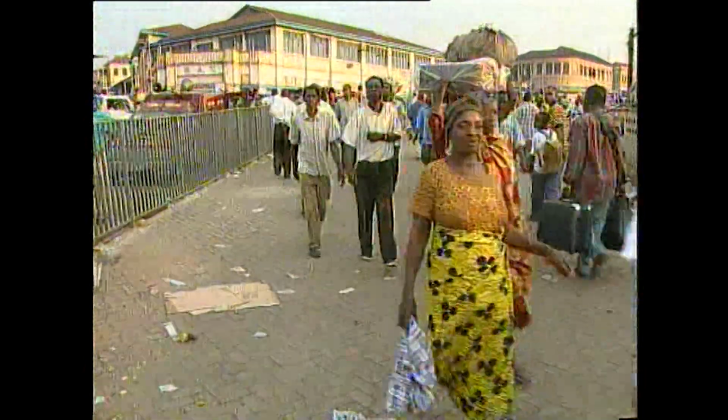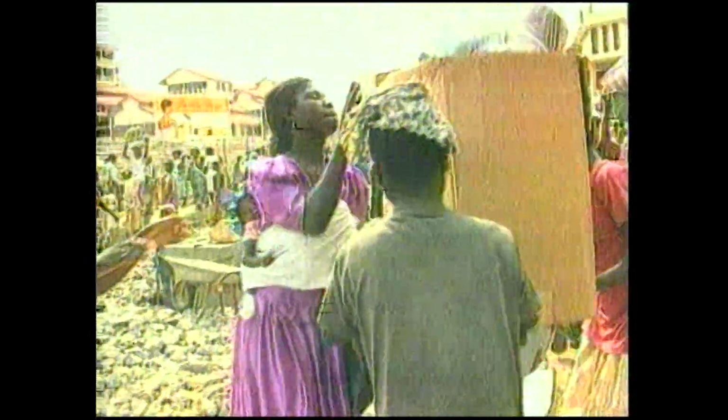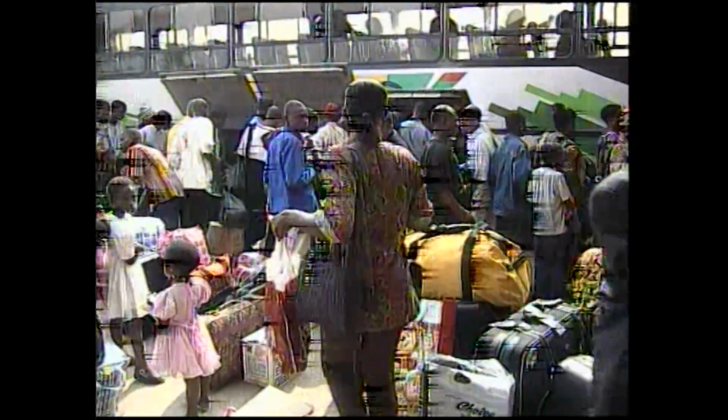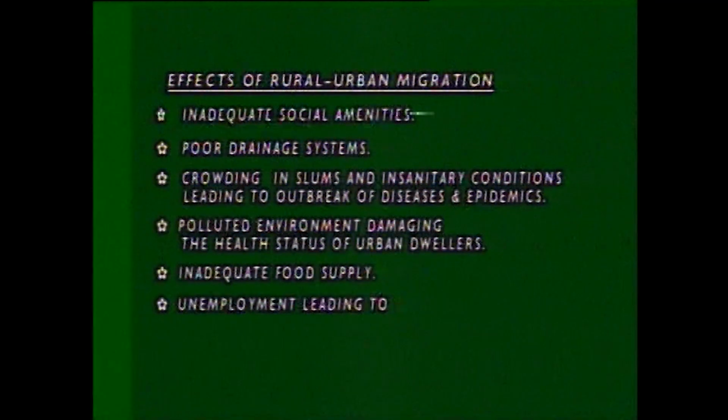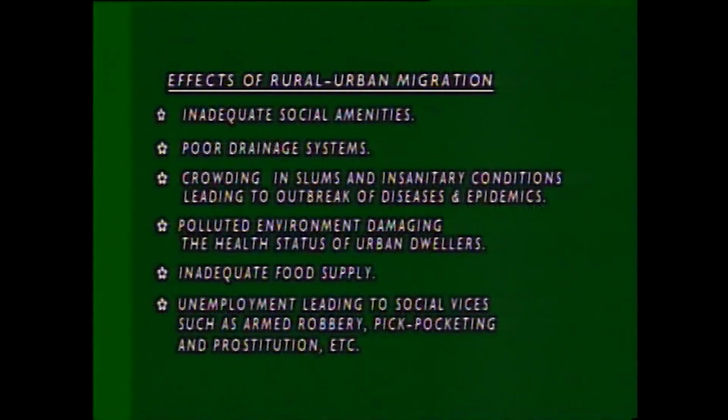The general effects of urbanization are mass suffering as a result of a degraded environment, inadequate social services, and loss of arable land to expanding city structures. Effects of rural-urban migration. Inadequate social amenities. Poor drainage systems. Crowding in slums and insanitary conditions leading to outbreak of diseases and epidemics. A polluted environment damaging the health status of urban dwellers. Inadequate food supply. Unemployment leading to social vices such as armed robbery, pickpocketing, and prostitution.